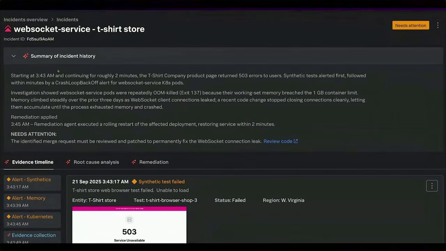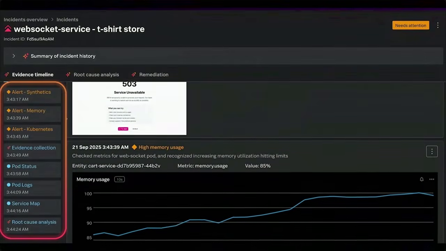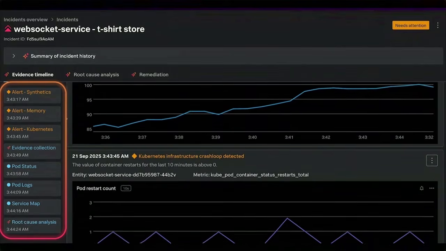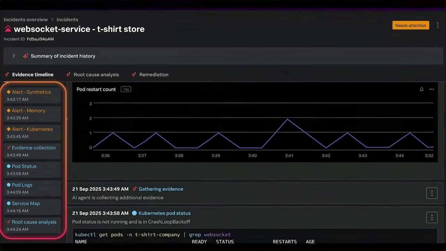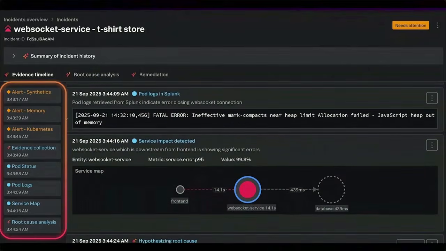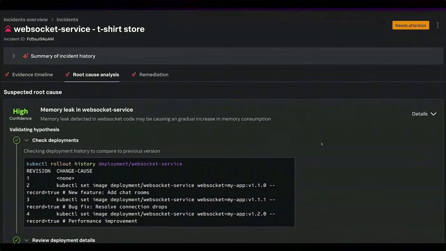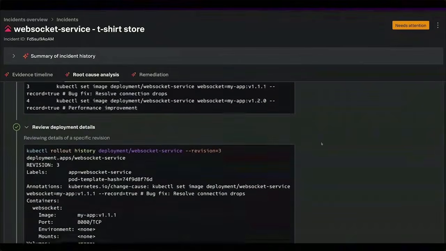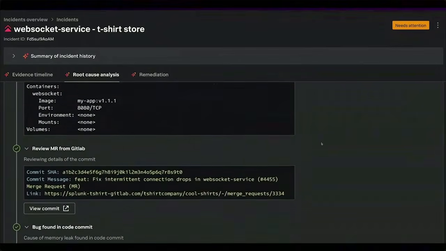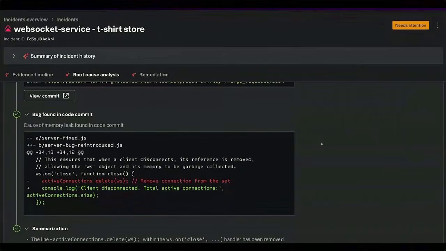Looks like the AI troubleshooting agent gathered evidence across synthetic tests, found high memory utilization for the Kubernetes node, gathered logs and other metrics, and even traced the issues into the dependencies that show high error rate for the WebSocket service. Based on all of this evidence, it built a high confidence hypothesis, and here it is validating. And it traced the root cause into a bug in a previous code commit. All of this initiated and executed autonomously.